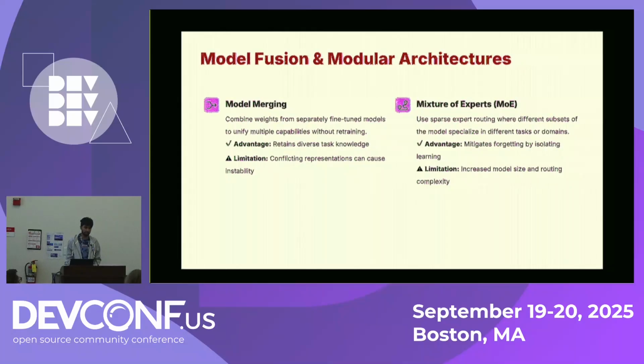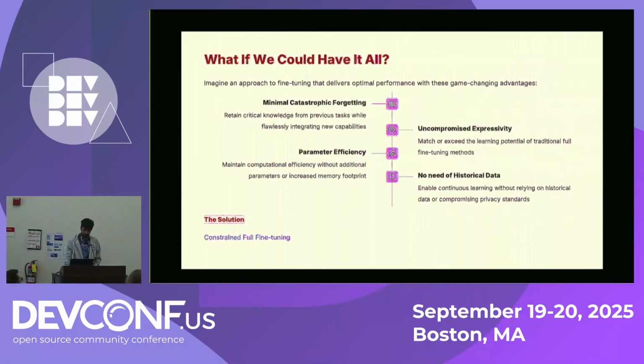And then you have mixture of experts models, where you have a different expert for each new task. The advantage is that you're not changing any of these experts, so it mitigates forgetting by isolating learning. But the limitation is that the model size is increased. If you have n tasks, you have parameters worth n times the original model size. And then there's routing complexity, because during inference, as you get new queries, you don't know which expert model should handle that query. So yeah, these are the problems.